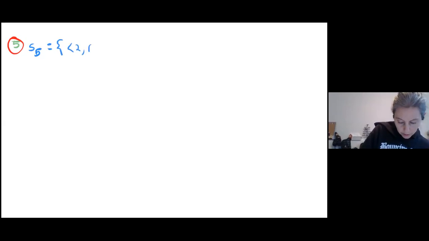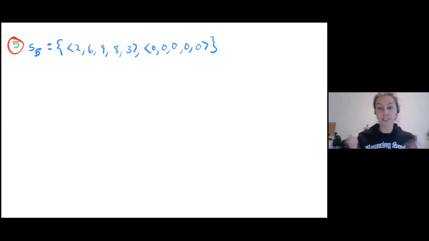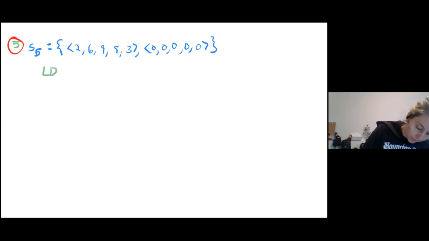Question 5. So we're going to let S5 equal the set 2, 6, 9, 8, 3, 1, 2, 0, 0, 0, 0, 0. Okay, so the first thing is this set contains the 0 vector, and any set that contains the 0 vector is linearly dependent. Can I multiply 2, 6, 9, 8, 3 by 0 and get 0, 0, 0, 0, 0? Yes. So this is linearly dependent because it contains the 0 vector.